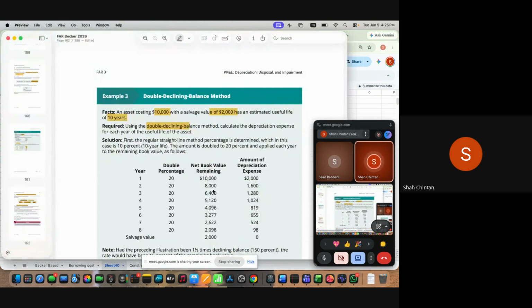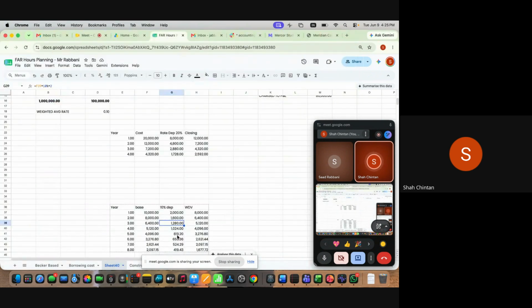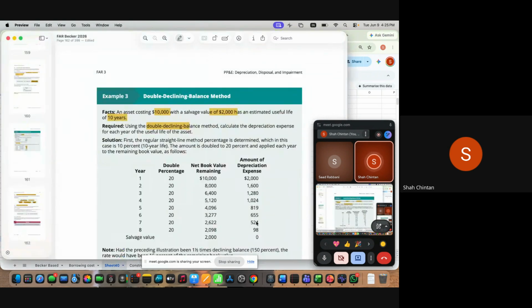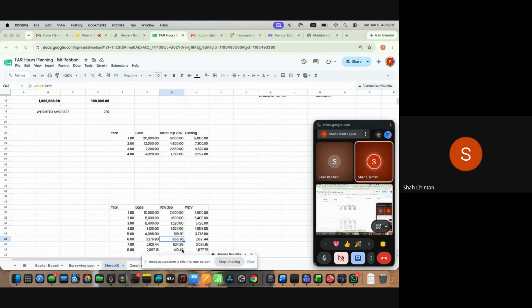Year 1, 2,000, good to go. Year 2, 1,600, good to go. Year 3, 1,280, good to go. Year 4, 1,024, good to go. Year 5, 819, good to go. Year 6, 655, good to go. Year 7, 524, good to go. Year 8, okay, that is a difference.